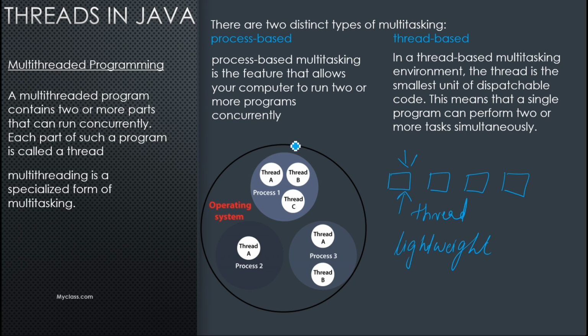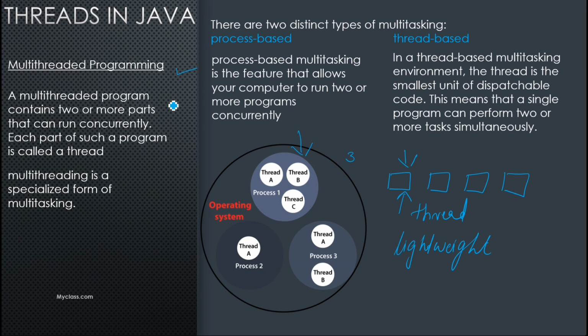In this example, in process 1 there are thread A, thread B and thread C. Three smallest units are there. Thread A, thread B and thread C can run concurrently. That is called thread-based multitasking. That is the actual concept of multi-threaded programming, or threads in Java.